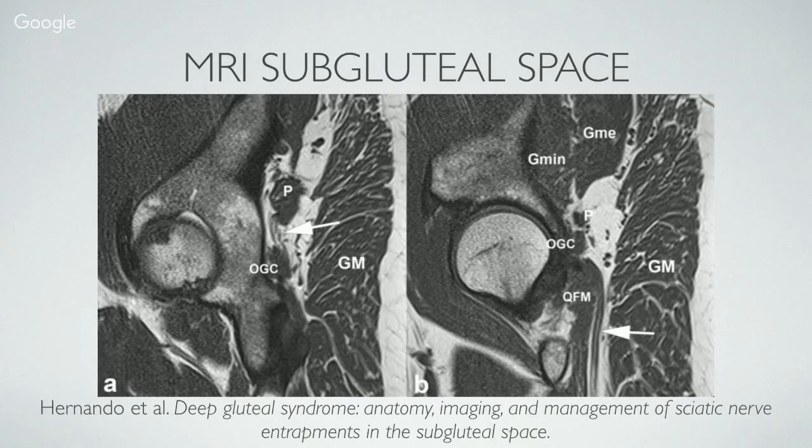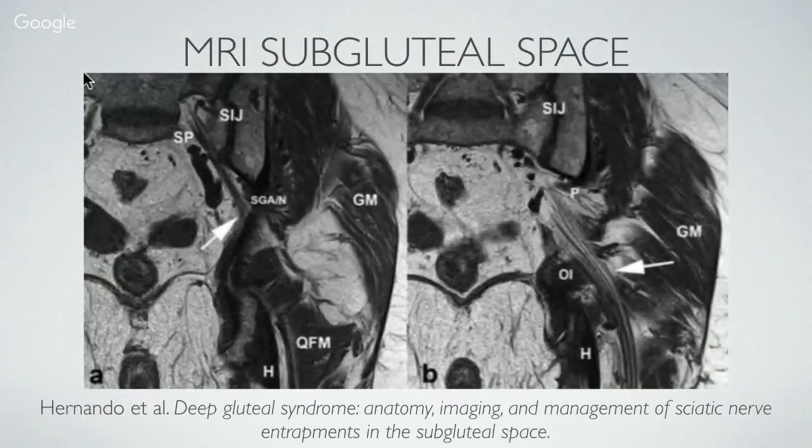Here you actually have a cross-section slice of the sciatic nerve. And over here, the sciatic nerve running down, you see more of the long axis, the quadratus femoris muscle here, gluteus maximus, medius, minimus, and then the obturator gemelli complex again.